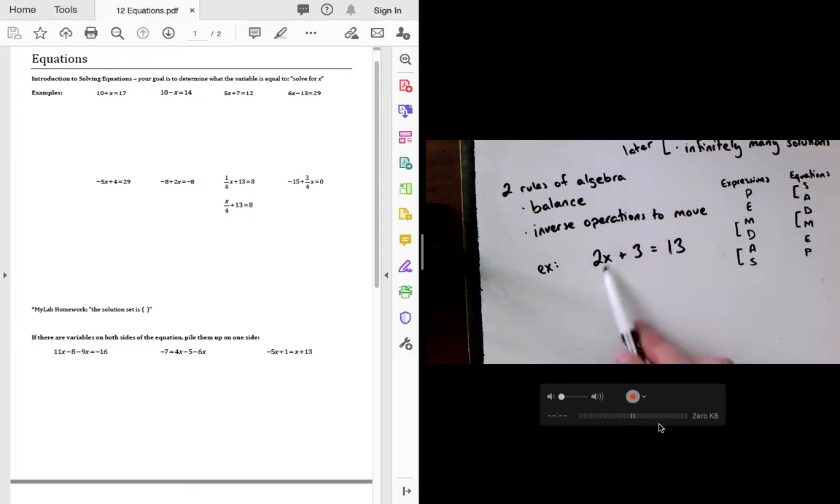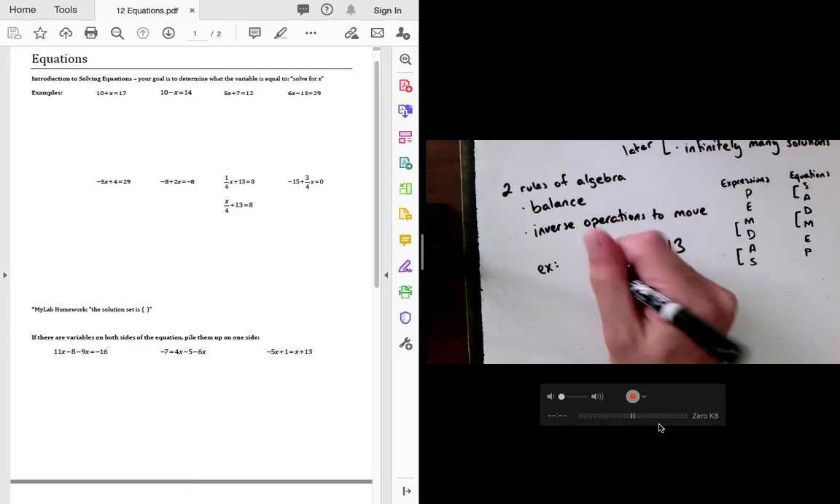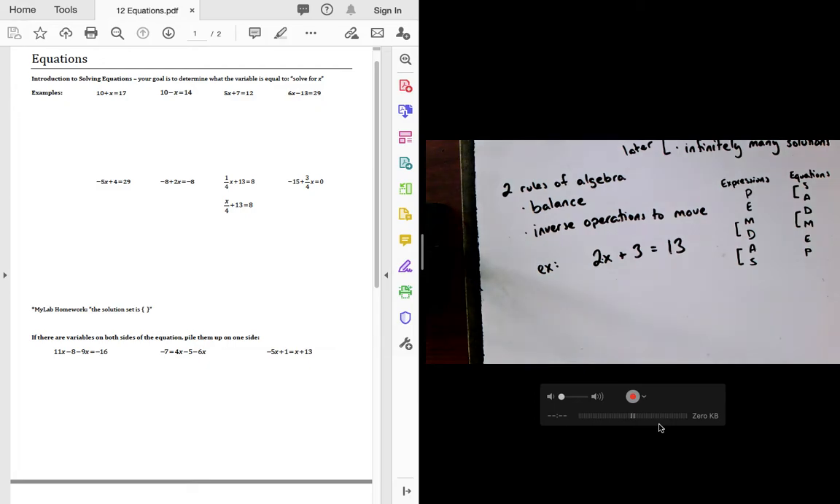What are you doing to x? Well, we have a 3 here that's being added. We have a 2 here that's being multiplied. We don't have any parentheses. We don't really have any exponents. And so that's what tells us how we can start moving pieces away.